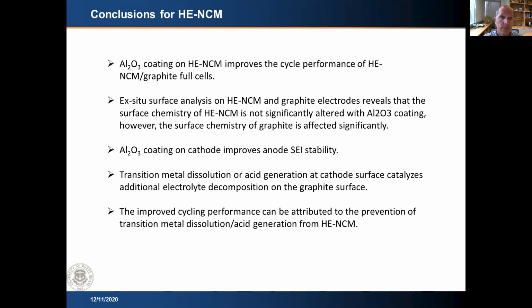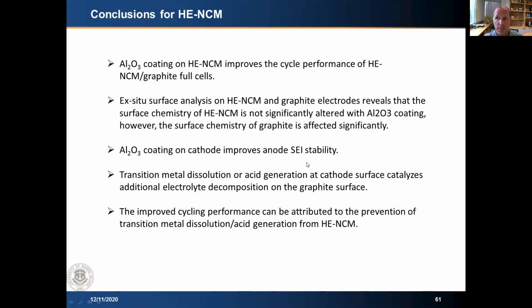And so the conclusions for the high energy NCM is that the alumina coating on the high energy NCM improves the cycling performance of high energy NCM graphite full cells. Ex situ analysis of the high energy NCM and the graphite electrodes reveals that the surface chemistry of the high energy NCM is not significantly altered with the alumina coating. However, the surface chemistry of the graphite is significantly affected. The alumina coating on the cathode improves the anode SEI stability.